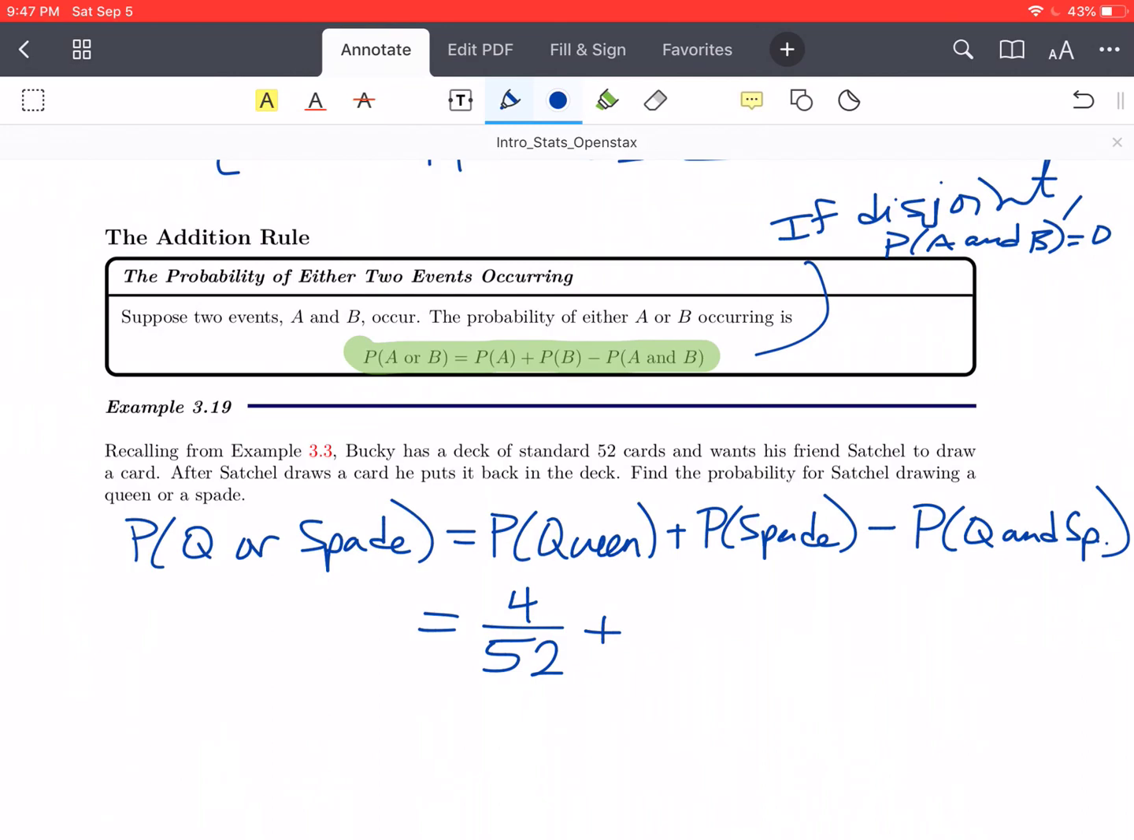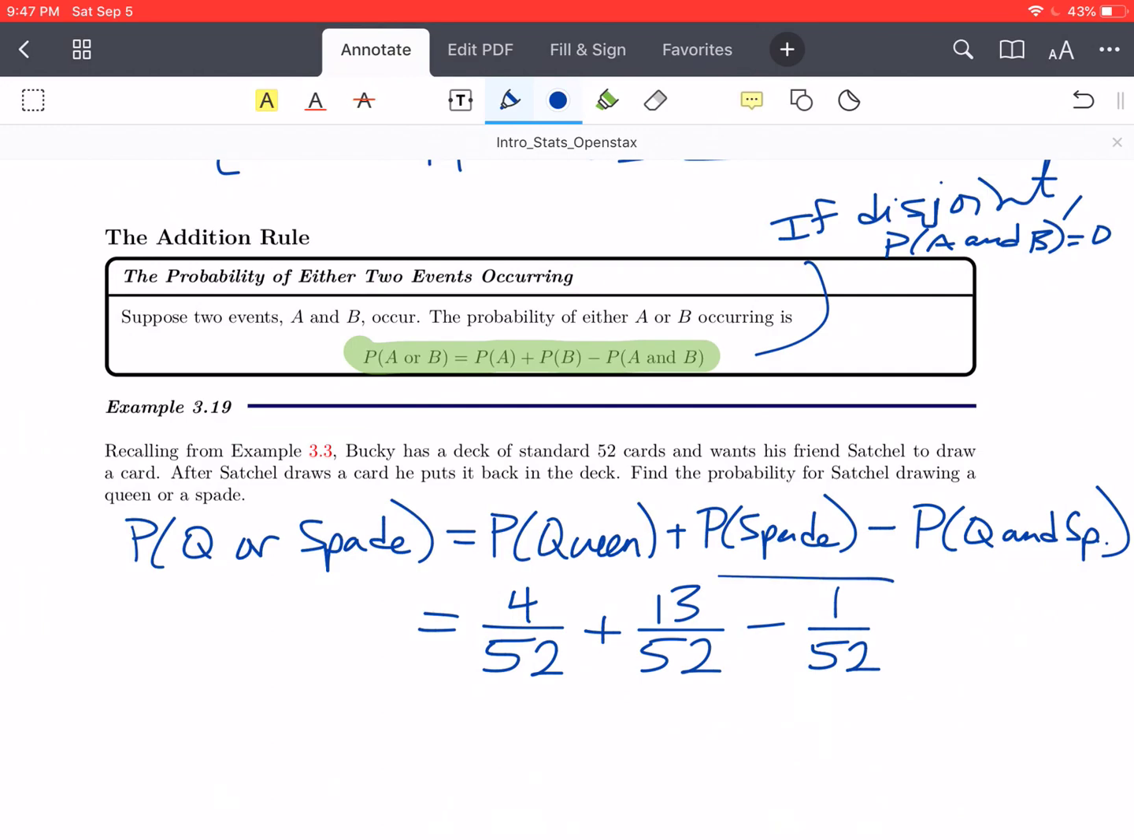Now to get a spade, there are 13 out of the 52. And the probability of getting a queen and a spade in one draw, there's only one card that you can do that with. That's the queen of spades, right? That's the only card that is a queen and a spade simultaneously. So we have 1 out of the 52 cards is a queen and a spade.